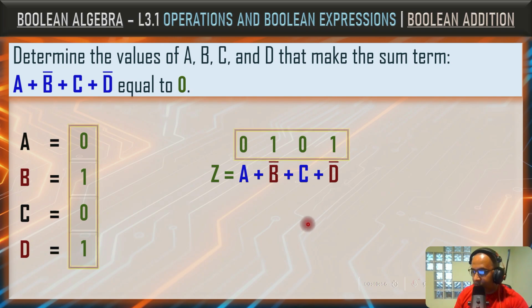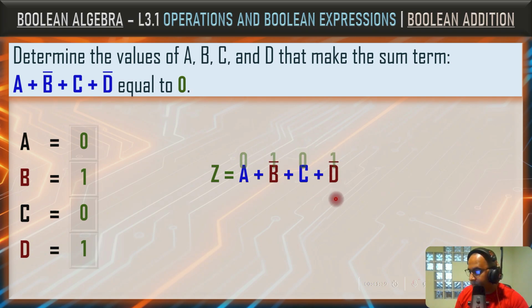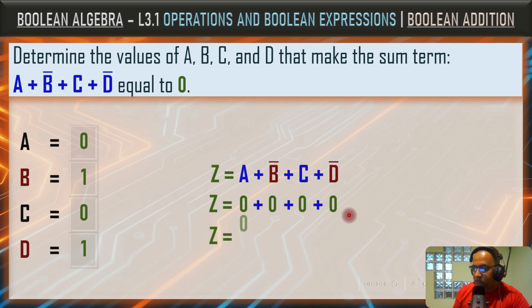If you look at the expression, A will remain 0, B initially equals 1, will turn 0, C will remain 0, and D negated will become 0, like this. Okay? Alright, 0 plus 0 equals 0, 0 plus 0 equals 0, and 0 plus 0 equals 0. So the result is 0.